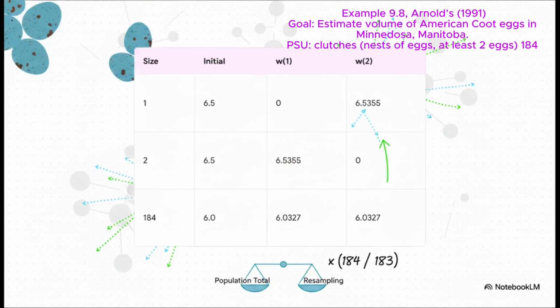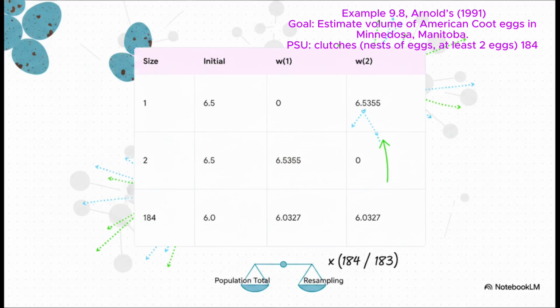Take a look at example 9.8 from the text, analyzing Coutts egg volume data. This dataset features 184 clusters in just a single stratum. When we construct replicate 1, we delete PSU 1. Its new weight is 0. But look at PSU 2 right beneath it. Its weight went from 6.5 up to 6.5355. Why did that happen? Because we multiplied it by 184 over 183.